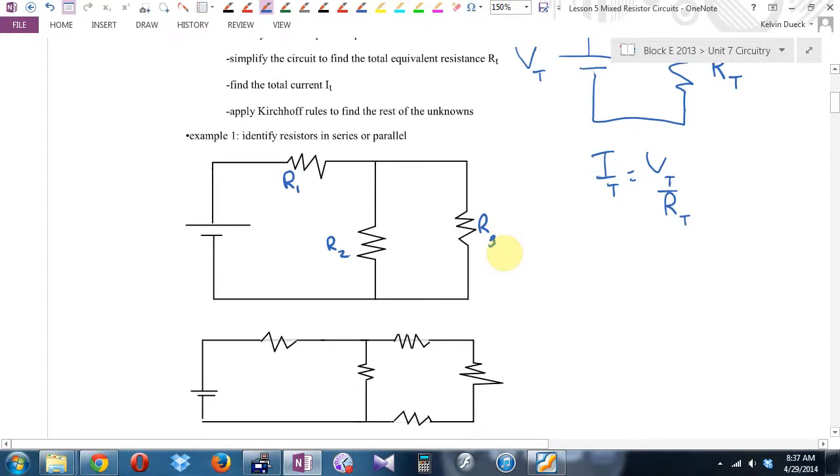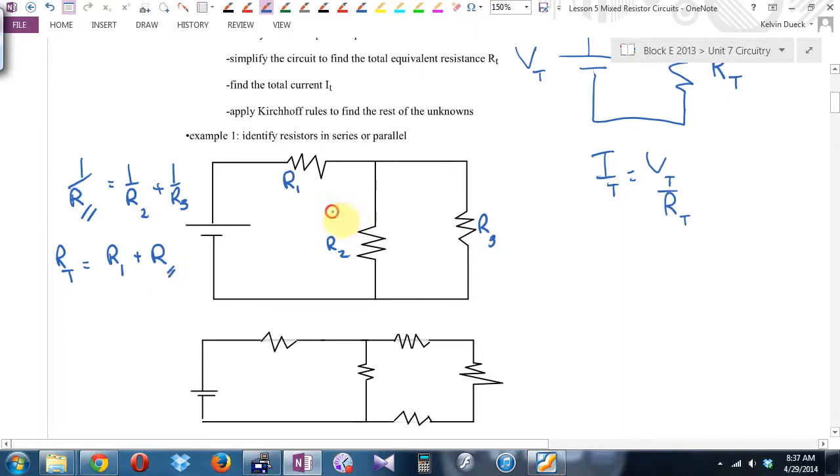Which ones are in parallel with each other? If I wanted to find the parallel equivalent, 1 over R, and my abbreviation for parallel is 2 lines, I pull out what we did way back when with forces. It would be 1 over R2 and 1 over R3. What would the total resistance be then? It would be R1 plus whatever you found the parallel equivalent to be.